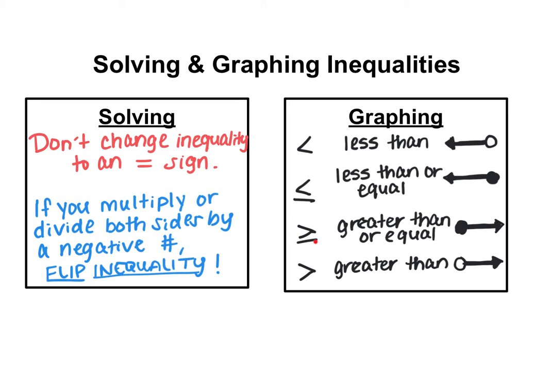Greater than or equals, it's like the flip of the less than or equals. It's pointing to the right and it has an equal line underneath it. You have a closed dot and you shade to the right. And then greater than doesn't have the line underneath. You use an open dot and shade to the right. So those are the different ways of graphing.